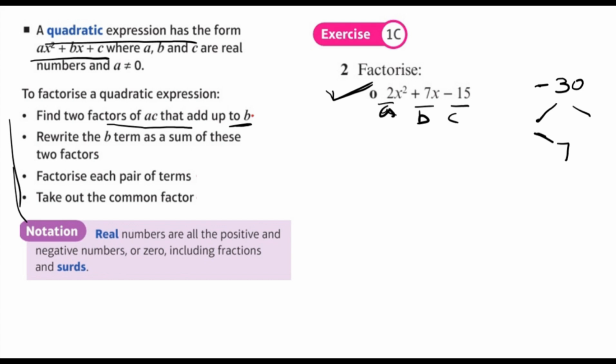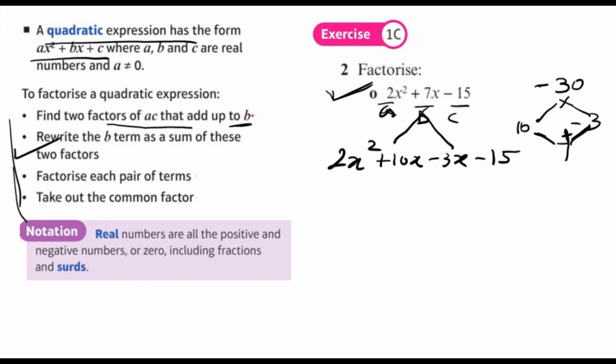So I have to find 2 factors that multiply to give minus 30 and add to give plus 7. So think about all the factors of 30. I can see 10 and minus 3. 10 minus 3 gives me plus 7. Second step: rewrite the b term as a sum of these 2 factors. So 2x squared plus 10x minus 3x minus 15. I split this 7x into plus 10x minus 3x.